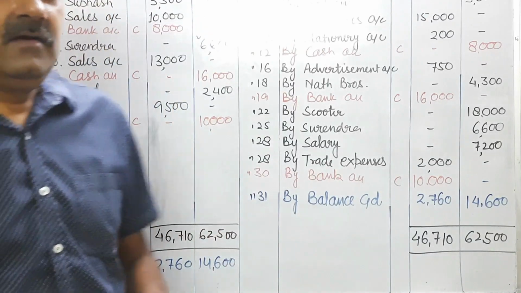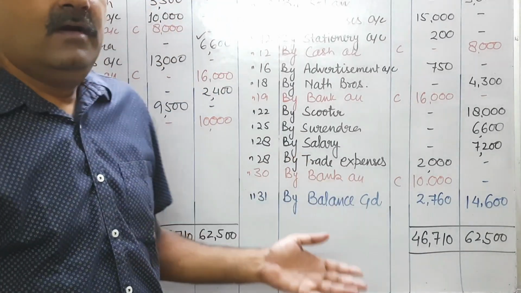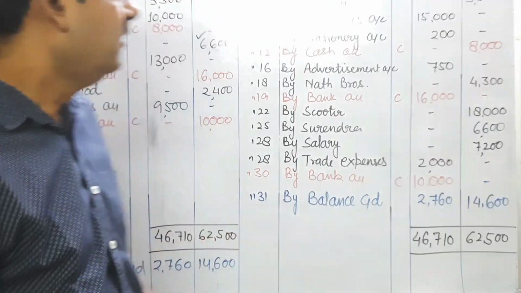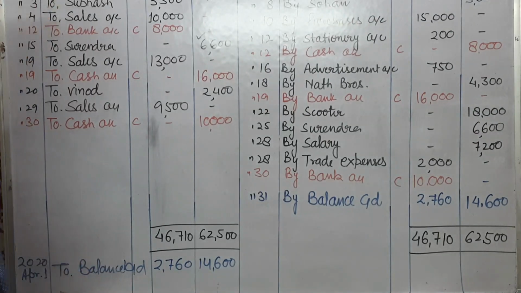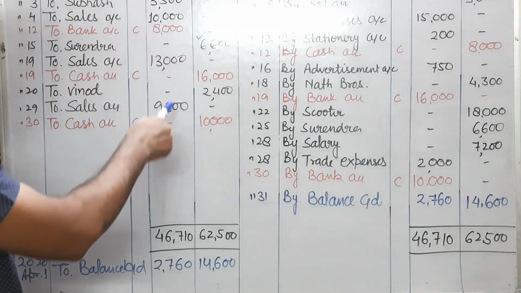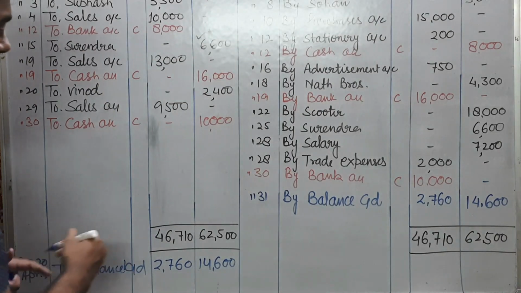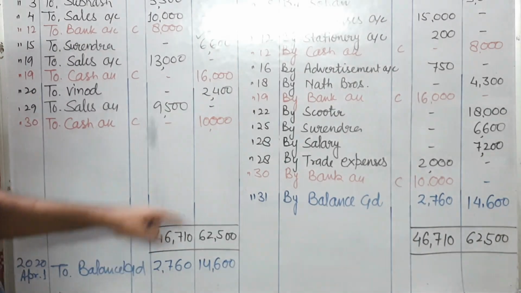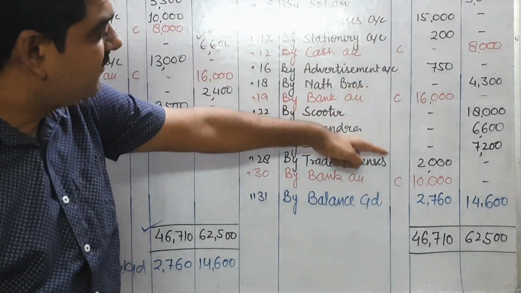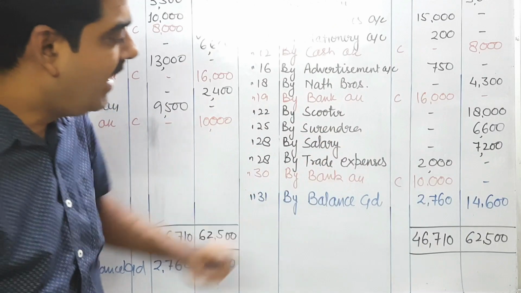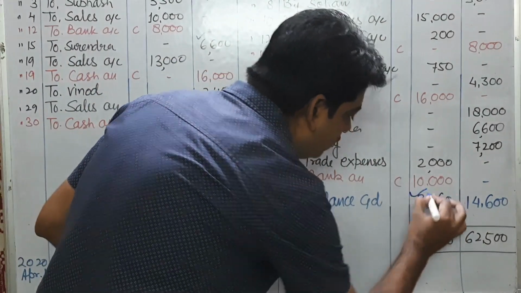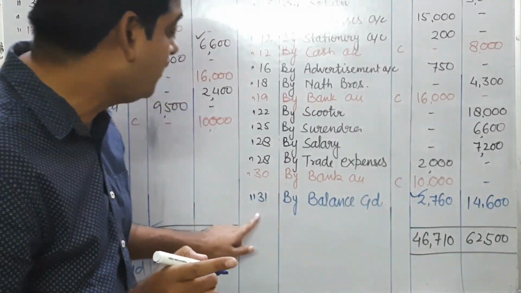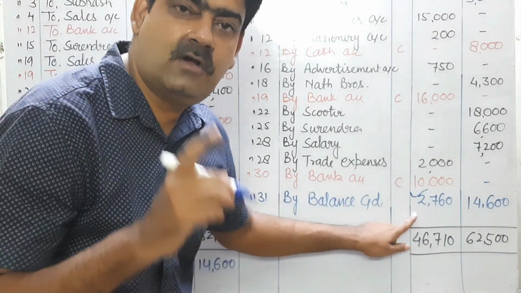Students, after writing all the transactions in cash book, we have to take balances of cash as well as bank. So see what we have to do. First of all, we will take total of debit side cash column. So this total will come 46,710, and out of this total we will deduct all the expenses of cash column, and finally our balance will come 2,760. This will be treated as closing balance as on March 31. This is closing balance of cash.